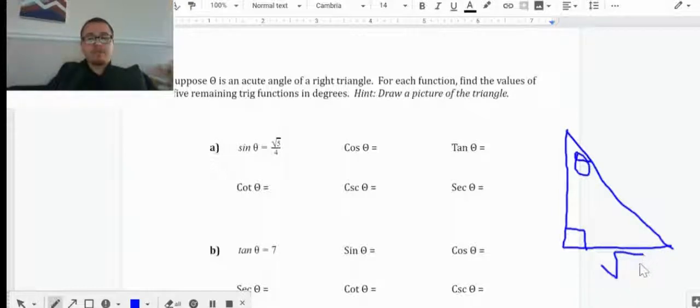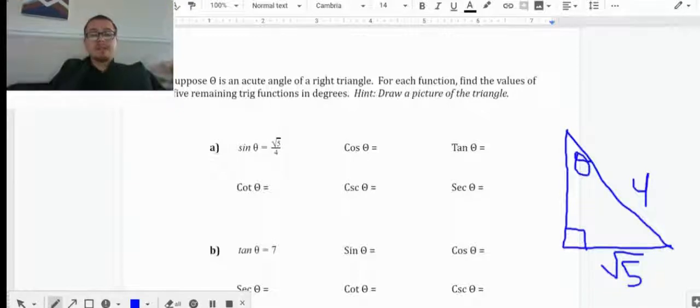All right. So we have our side lengths. We did the Pythagorean theorem, and now we just need to figure out the rest of these. This is what we did day one. Cosine of theta would be adjacent over hypotenuse, so square root of 11 over 4. Now, when you do tangent, opposite over adjacent for the TOA, you get square root of 5 over the square root of 11, and you have to remember to rationalize that.